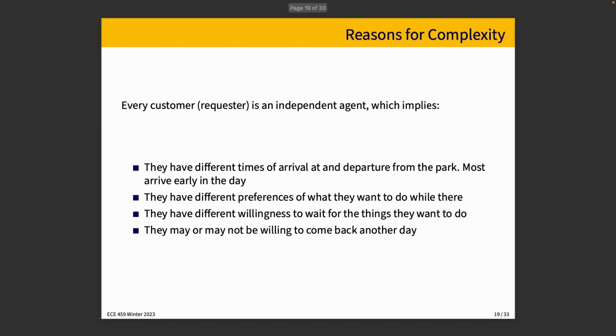Number one is about customers. These are people who visit the park. They are requesters. They are there to have a good time. So you could say, they want the service that Mouseland provides, and that is interesting. They are independent agents, which is to say, their behavior is based on their own preferences, their own choices.